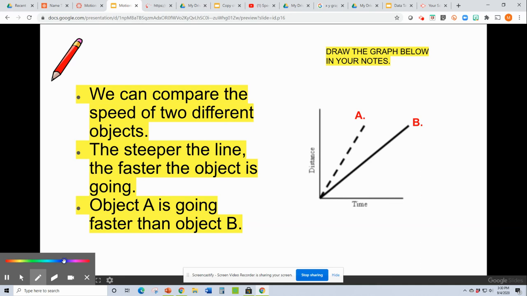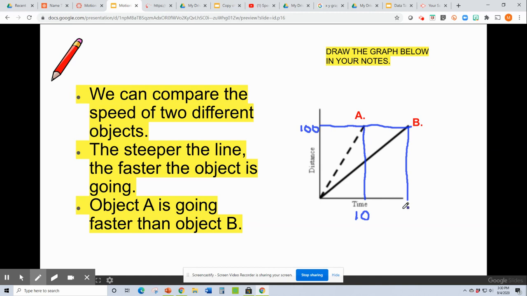And in fact, that makes sense to me. I can see whatever distance this is, we can make up any distance we want, I'll say that represents 100 miles. I can see that whatever object A is, it got there at this time. I'll pretend that's 10 seconds. But object B didn't get that same distance until later. So that makes sense to me. Object A is going faster than object B.